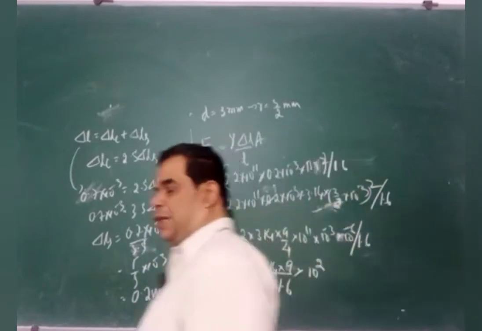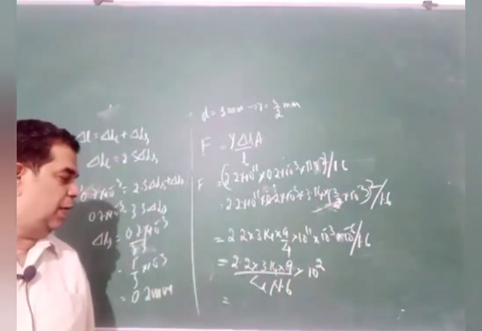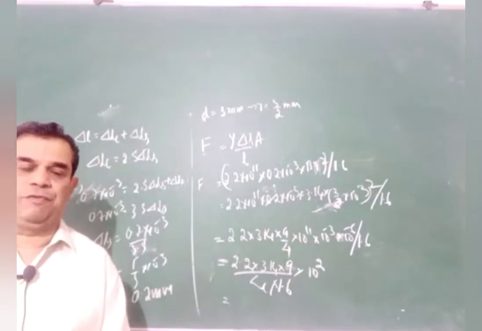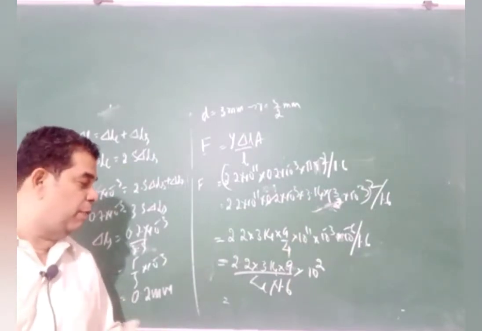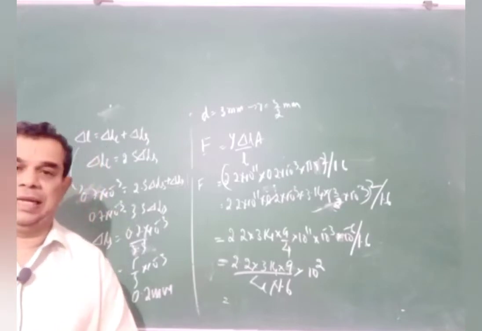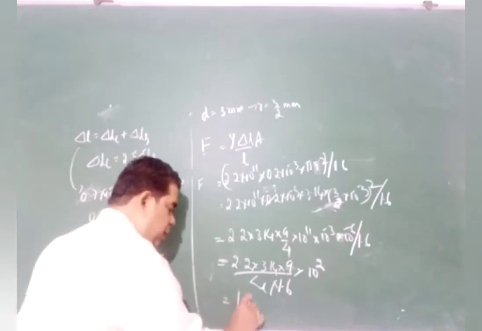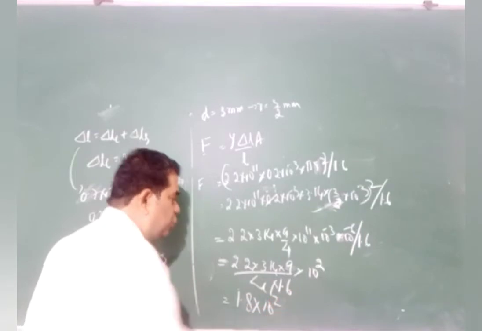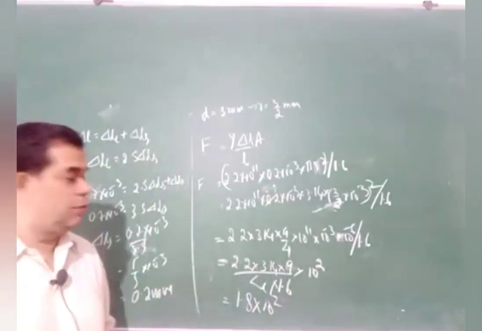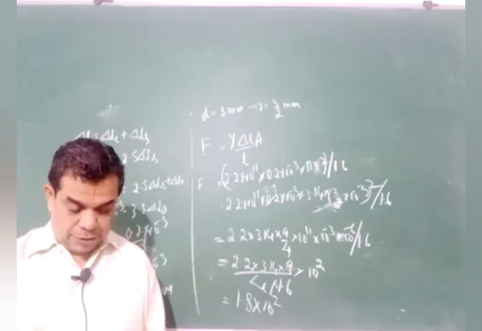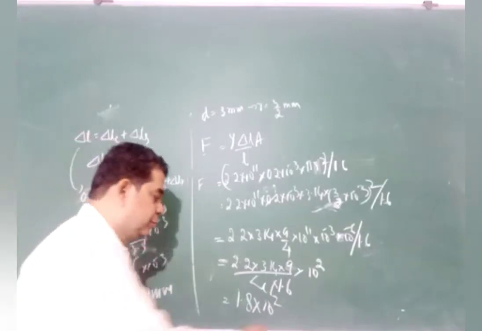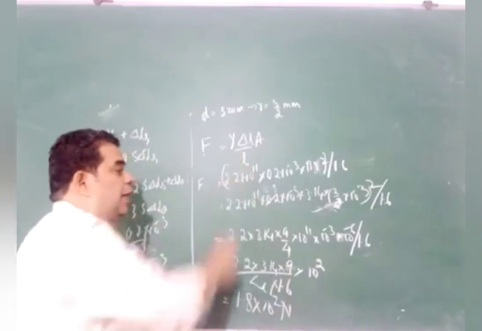Go for the calculation. Length of the wire I have left. Final calculation. You must get 1.8 10 raised to 2. Power we already have, only the number. It should be approximately 1.8 10 raised to 2 you must get. What is the unit? Newton. Newton is the unit.